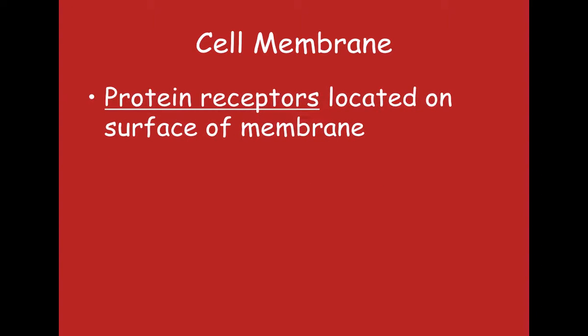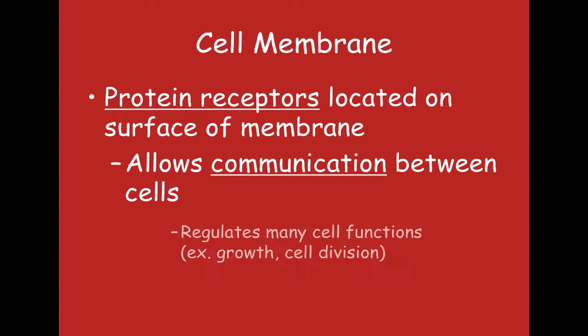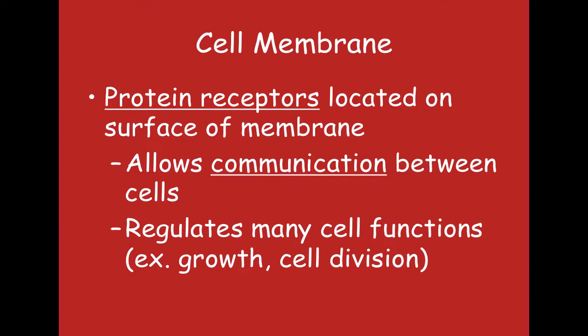So the protein receptors on the surface of the membrane are there in addition to those carbohydrate chains, and they allow, like I said, that communication between the cells, and that's really important here. It regulates many of the cell functions, like growth and division, because if those protein receptors bump into another cell, they know the cell has gotten too large for that space, so it will divide to make two smaller cells, and that'll give those new cells some more room.